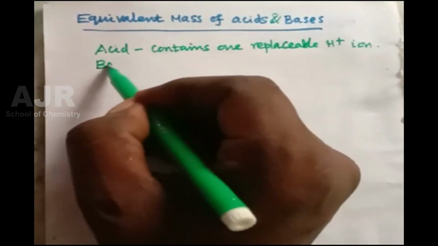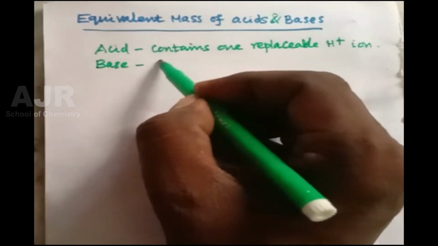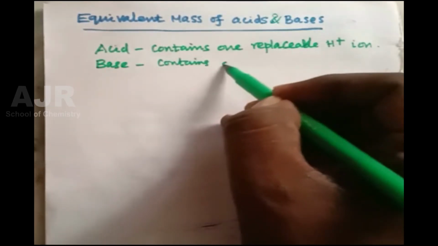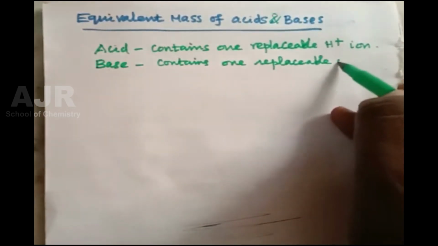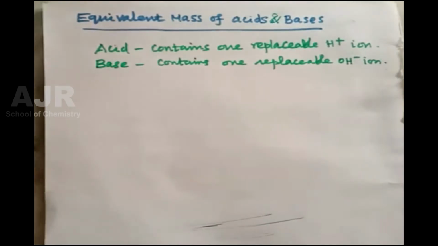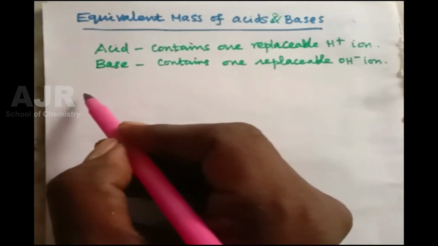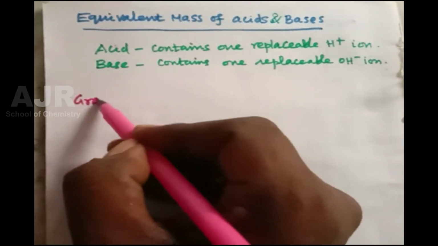And what is meant by base? Base is a substance containing at least one replaceable OH minus ion. Okay. So acid is a substance that contains one replaceable hydrogen ion, and base is a substance that contains at least one replaceable hydroxide ion. From this replaceable H plus ion and OH minus ion, we are going to calculate equivalent mass of acids and bases.